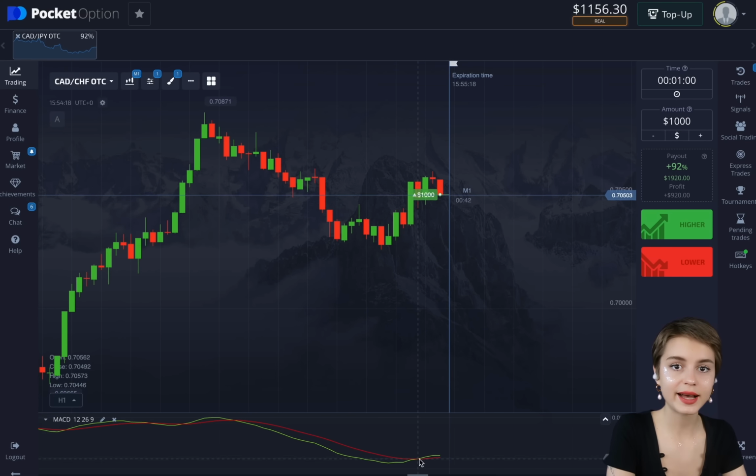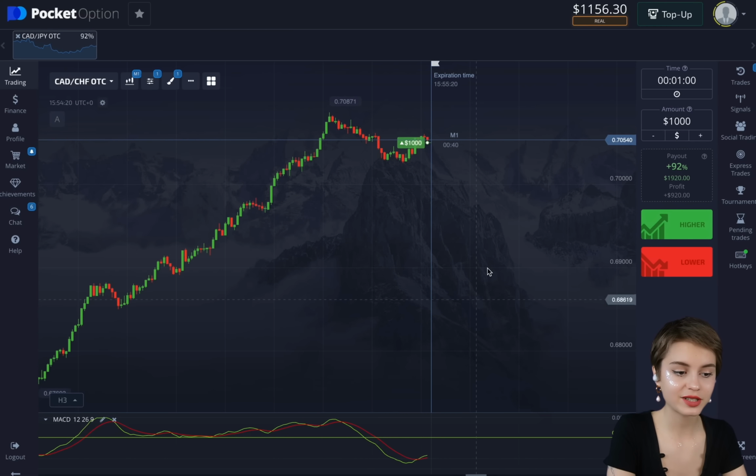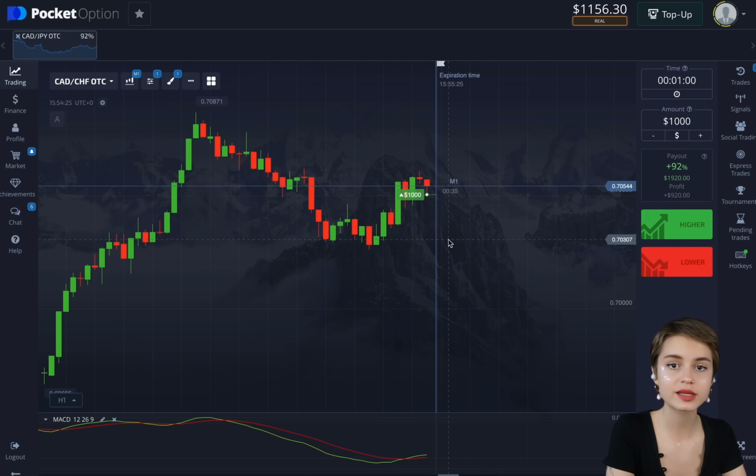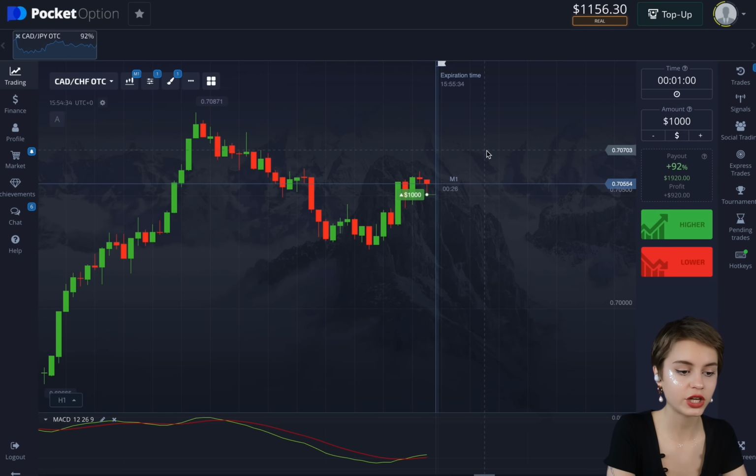So here we see another intersection. The green line intersects the red one from bottom to top, so I suppose we can open a deal with higher. There is a small correction and it may be the foundation of the deal.